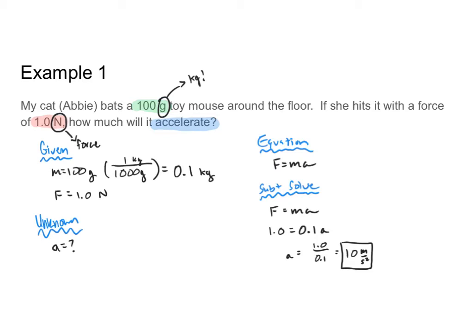Now I also want to mention my units for force are newtons, and I know from F equals ma that my Newton is equal to the units for mass, which is kilograms, times my units for acceleration, which is meters per second squared. So 1 Newton is equal to 1 kilogram times meters divided by second squared.